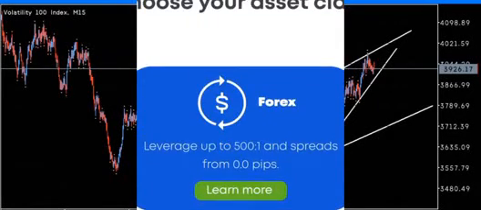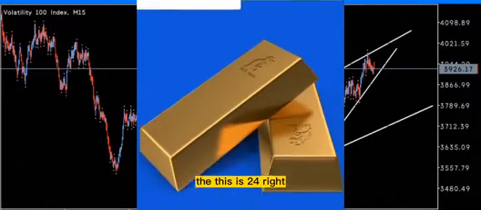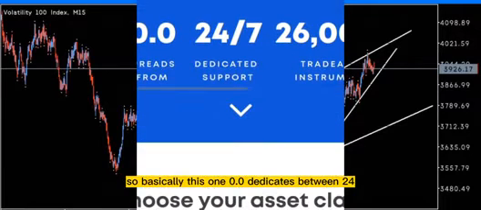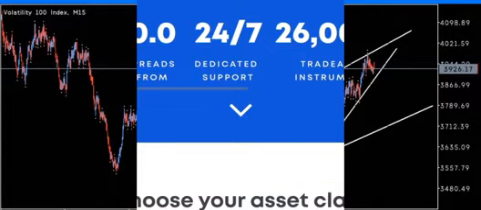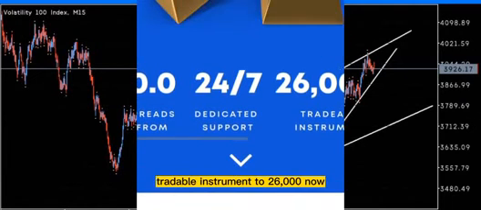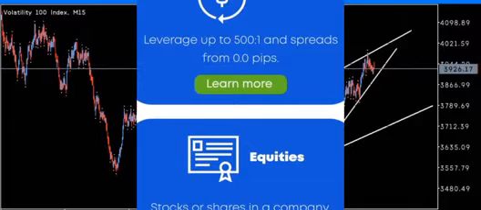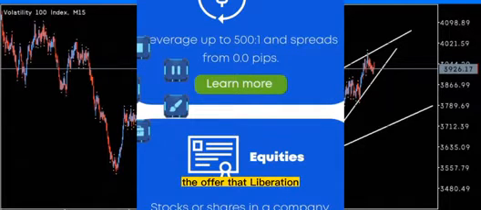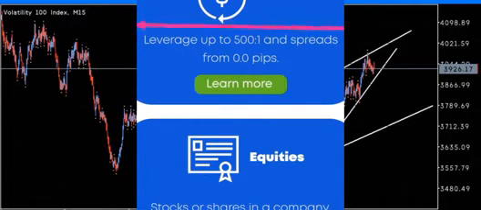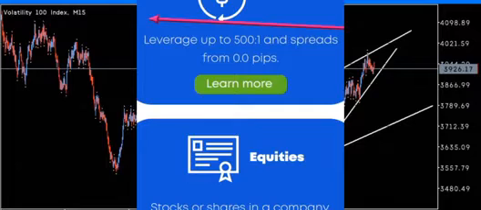Okay, so this is 24 hour, right? So basically this is why we have from 0.0 dedicated support 24 hour, tradable instrument to 26,000. Now this is the offer that leverage. You can see it very clear here, up to 500.